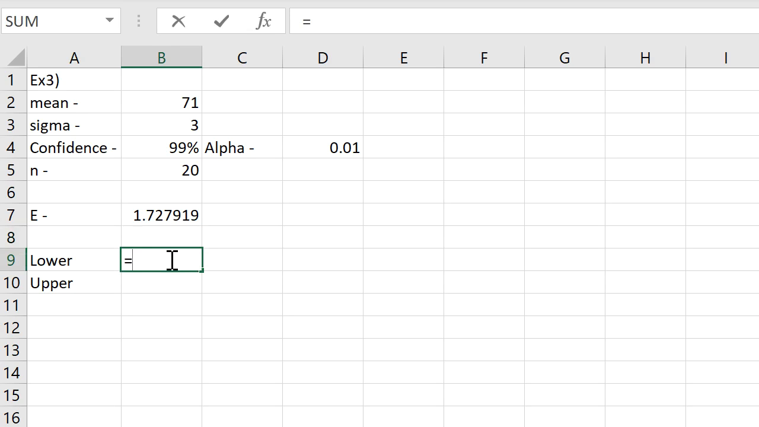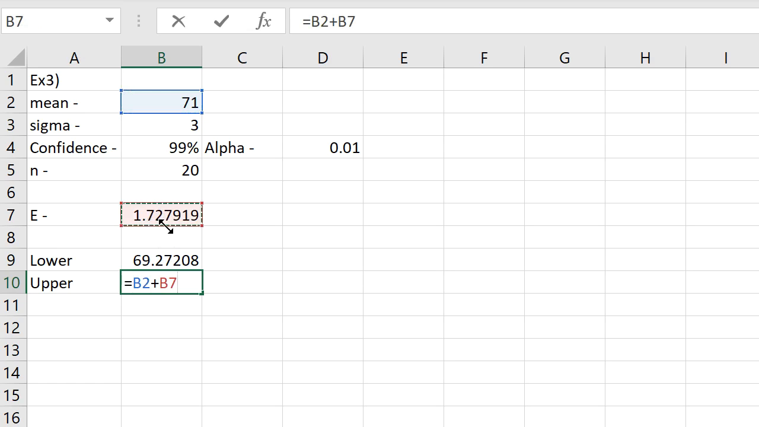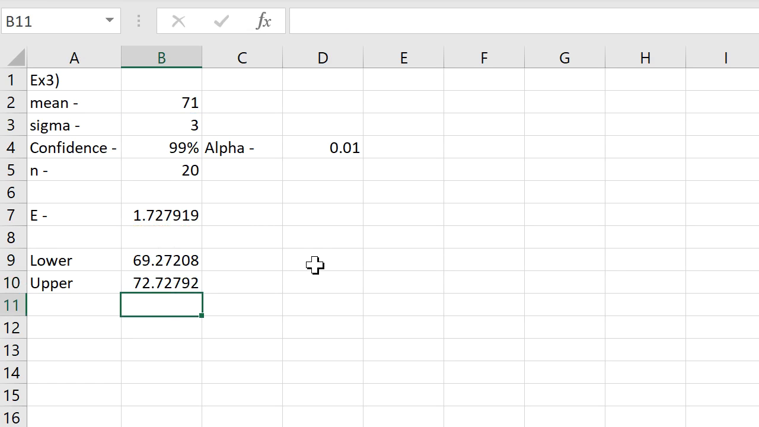So to find our lower bound for our interval, it's going to be equals our mean minus our margin of error. And for the upper bound, it's going to be equals our mean plus the margin of error. And so here is our interval. Don't forget, we are going to round these to 2 decimal places. So let's go back over to notes and get this down.